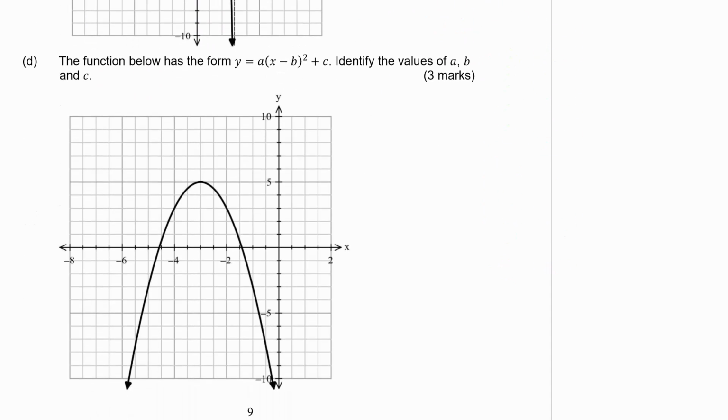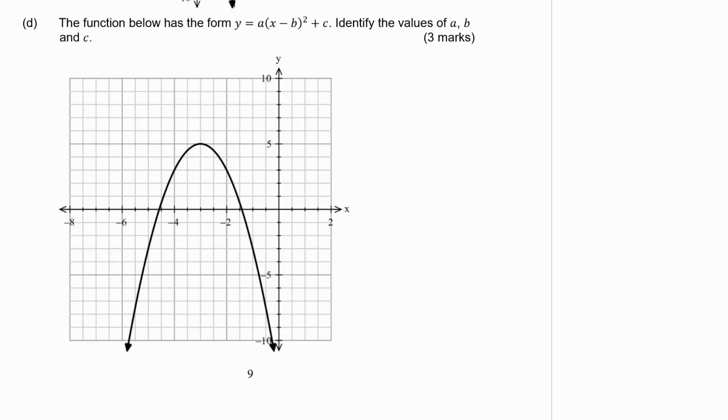And finally, we have this quadratic here. Now we can see that the turning point there is at -3, 5. And that tells me that I must have x plus 3 squared plus 5. And I just need to work out the value of the a.